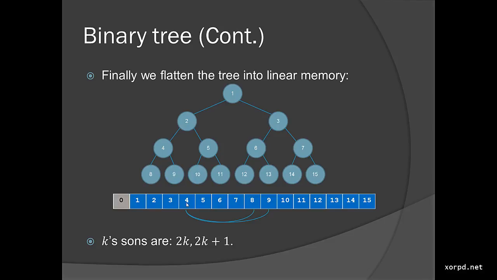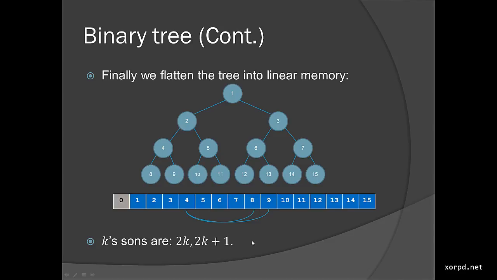It is not so hard to find out that the children of 4 are just 2 times 4 and 2 times 4 plus 1, which are exactly 8 and 9. We can just, for example, check some other number, for example 6. 6's sons are 6 times 2 and 6 times 2 plus 1, which are exactly 12 and 13. And we can see that this rule applies to every node. We can use this rule and conclude that k's sons are 2 times k and 2 times k plus 1.